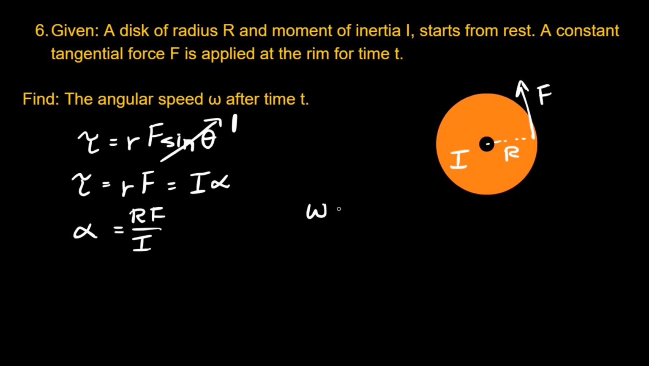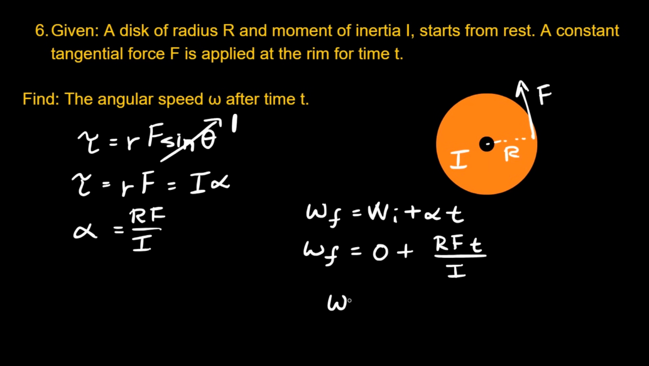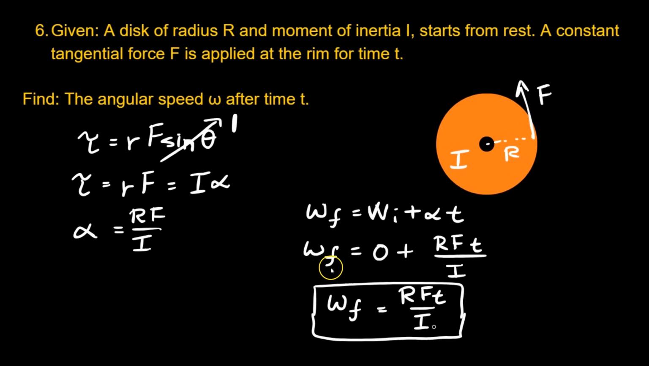Now we're going to apply rotational kinematics. So we're going to use omega final equals omega initial plus alpha times t. The omega is the angular velocity. The initial angular velocity is 0, and we can substitute the alpha from what we just solved. We get that the final angular velocity is equal to R F t divided by I.